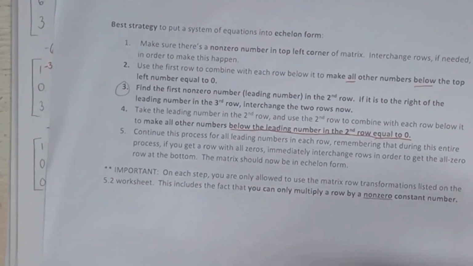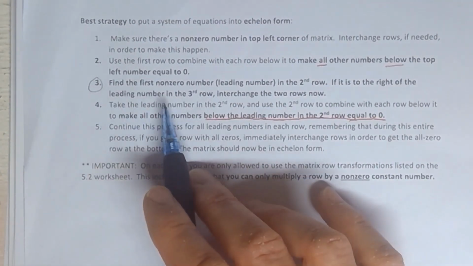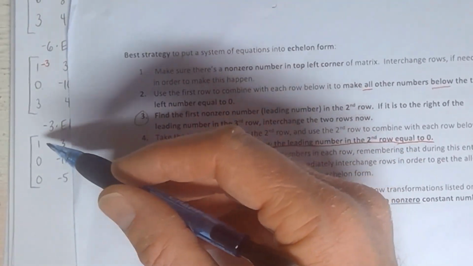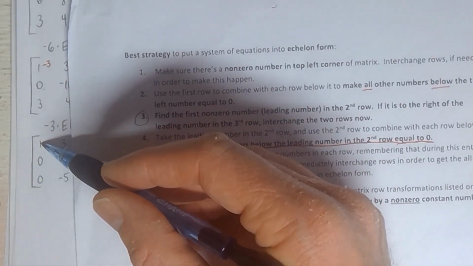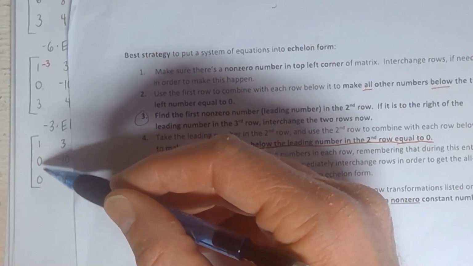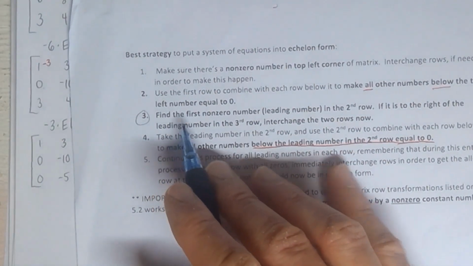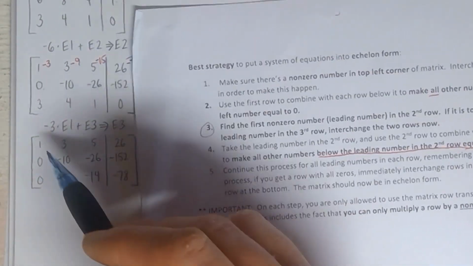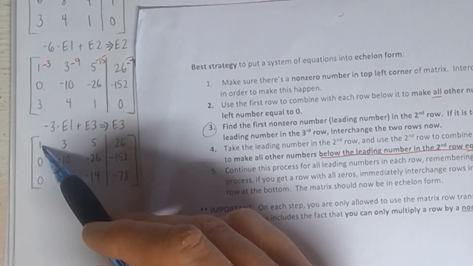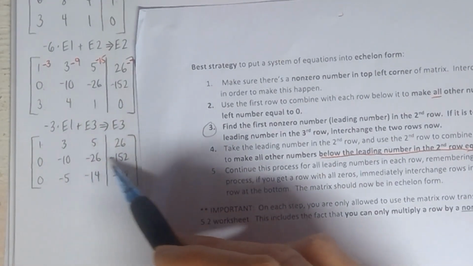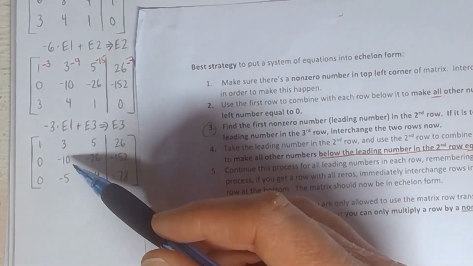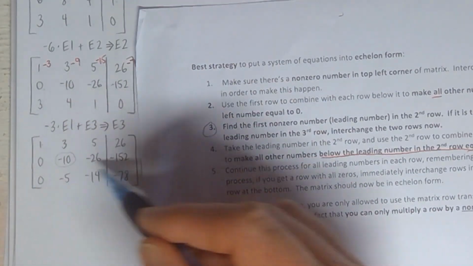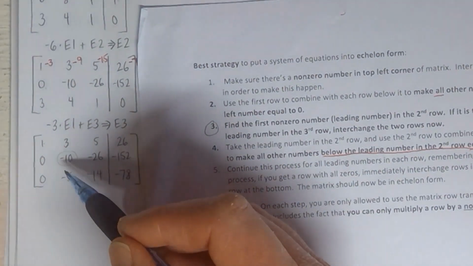Now that we've done the second step, we're going to move on to the third step. We've made sure there was a non-zero number on the top left, and we made sure that these became zeros underneath it. The third step says now find the first non-zero number in the second row. So we move our focus away from the top left corner and go down to the second row and find the first non-zero number, which is this right here, as you move from left to right.